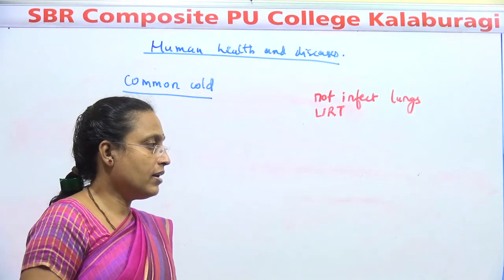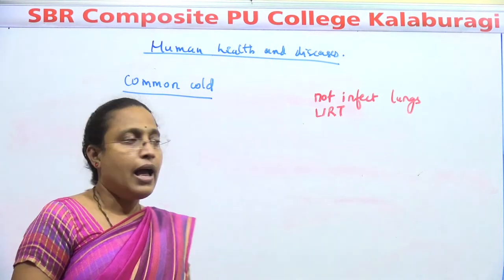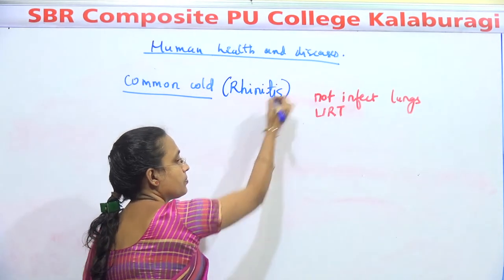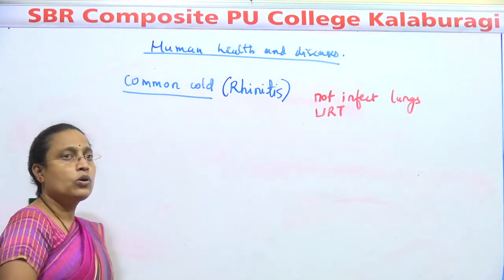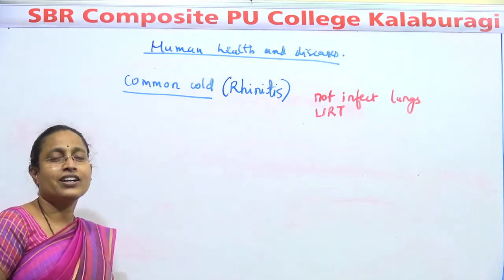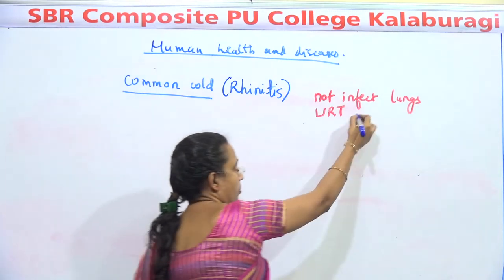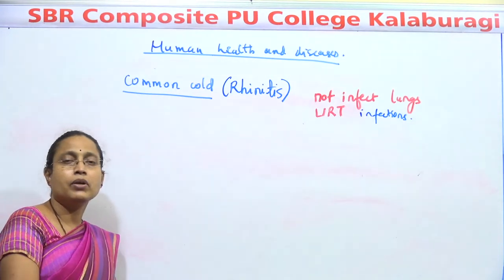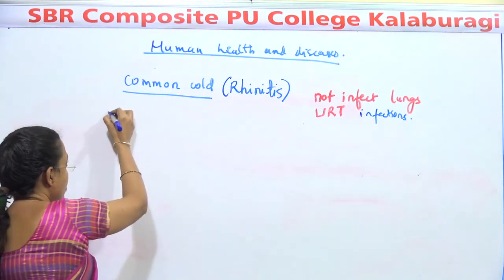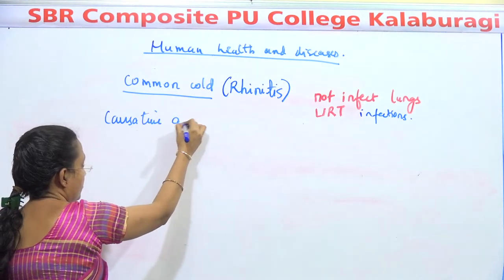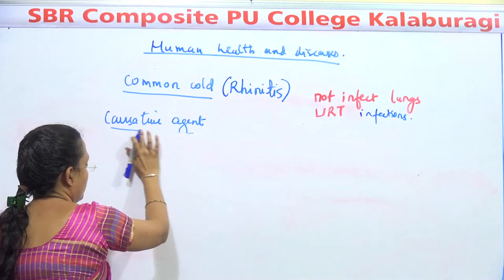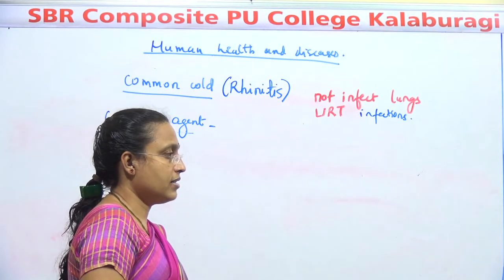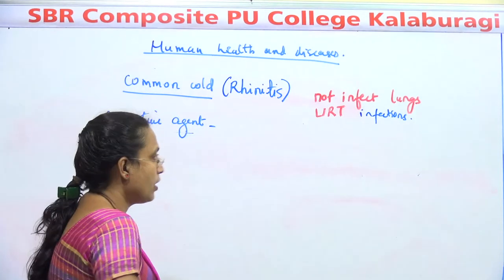Specifically, it starts with the nasal cavity, affecting the nose, and therefore it is also called rhinitis. So common cold is also called rhinitis, or upper respiratory tract infection. Now again, as usual, the disease symptoms and causative agents. The causative agent for common cold is rhinovirus. These are a group of viruses that infect the upper respiratory tract.